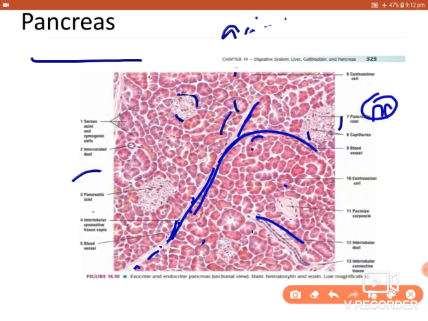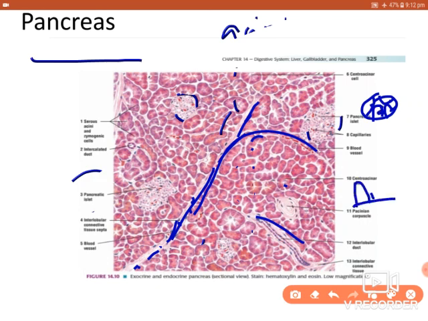Here you can see the pyramidal cells. The nucleus will be in the center. The basal region is basophilic and the apical region is eosinophilic, so it shows biphasic staining. The apical part consists of zymogen granules. Here we'll see the zymogen granule cells.